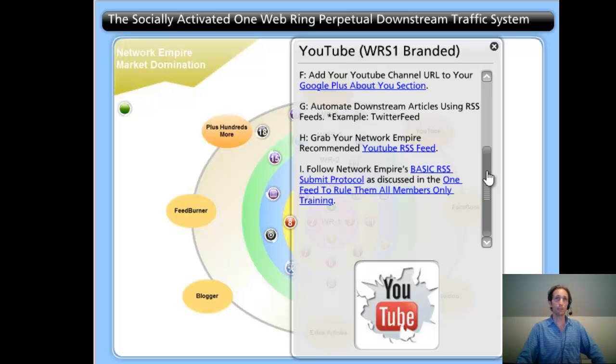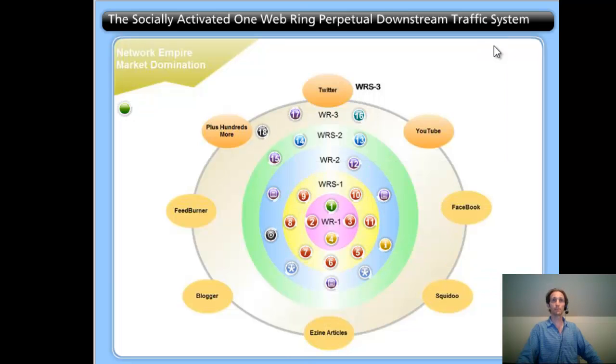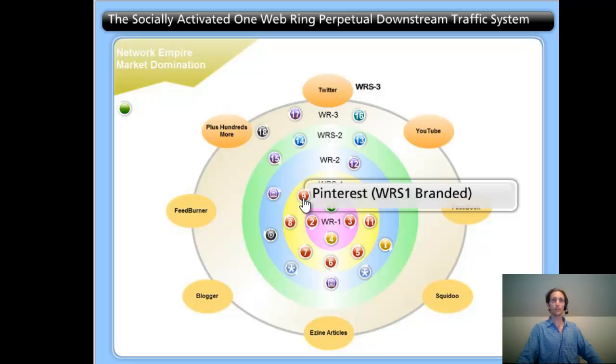And again, you want to integrate your YouTube feed through RSS, and you want to submit that through our basic RSS functionality. And of course, we do have a done for you, one feed to rule them all system, which we're happy to do. I think it's $97 to create some massive reach for any feeds that you want to put through it. Okay, and then number 9 is Pinterest.